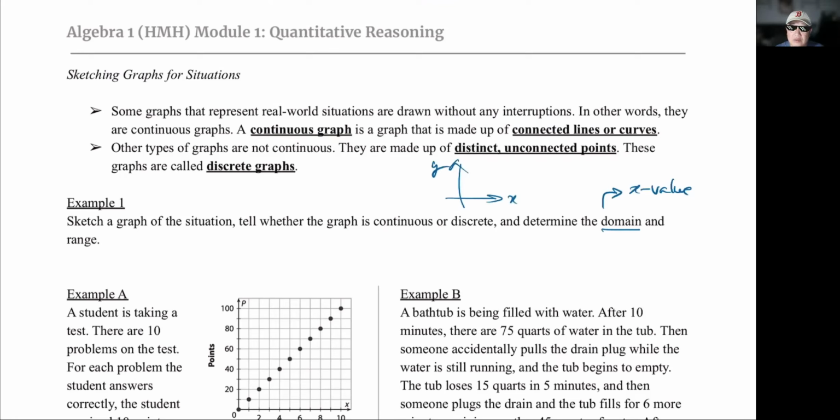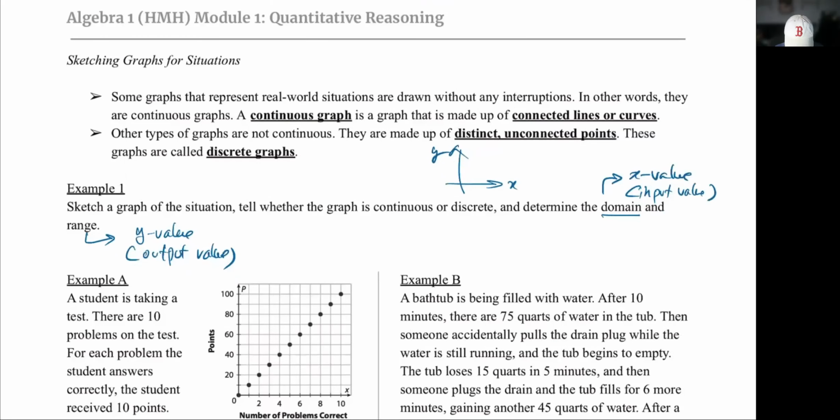And x is what we call the independent variable, right? And that is the input value. If it's a function, that's what you put into the function to get the output value. And so that begs the question, what is a range? If you said y value, that's also correct. Similarly, that would be the output value. And y would be the dependent variable.